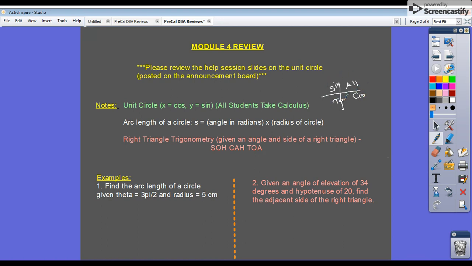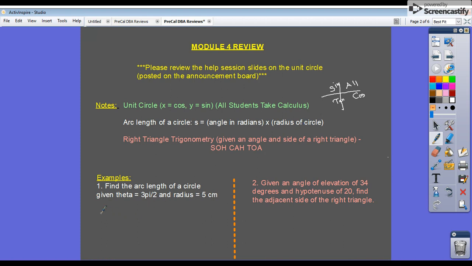Make sure you look at the help session slides on the unit circle. And today we're going to cover the arc length of a circle as well as right triangle trigonometry. So keep in mind that for the arc length of a circle, when you're calculating the arc length, which is S, the angle should always be in radians. And you multiply it by the radius of the circle.